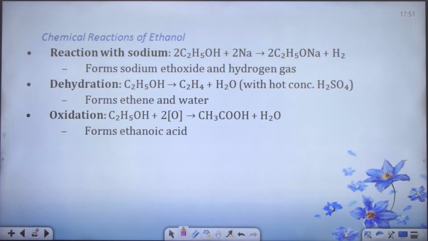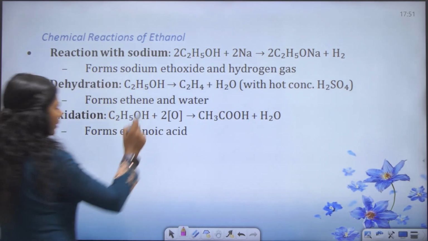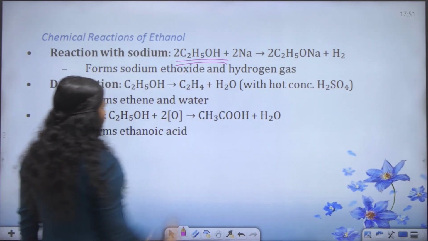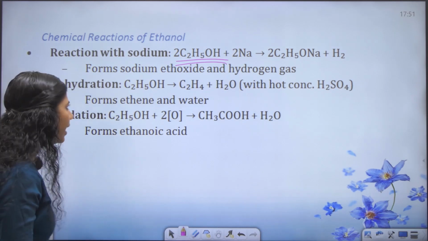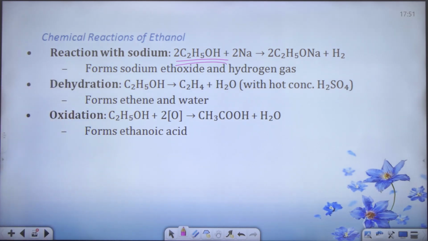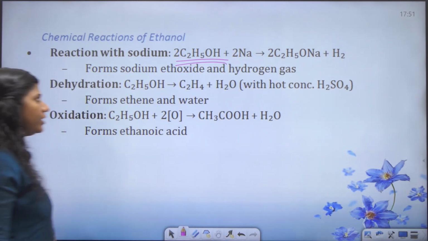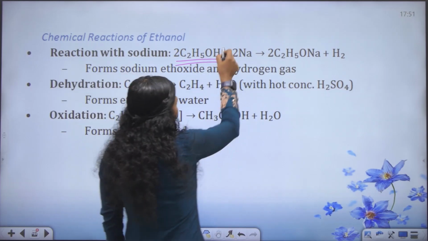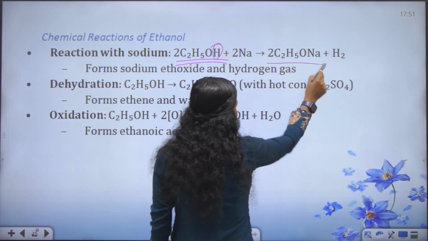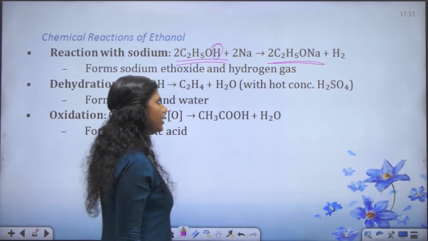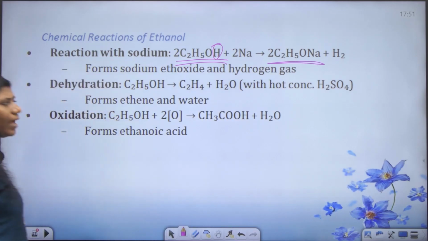And chemical reactions of ethanol. Reaction with sodium. Ethanol, C2H5OH, reacts with sodium metal to form sodium ethoxide. The formula of sodium ethoxide is C2H5ONa, and hydrogen gas, H2. Ethanol reacts with sodium to form sodium ethoxide and hydrogen gas.